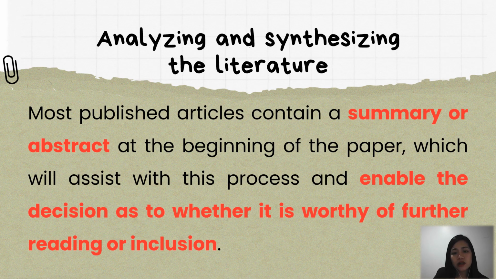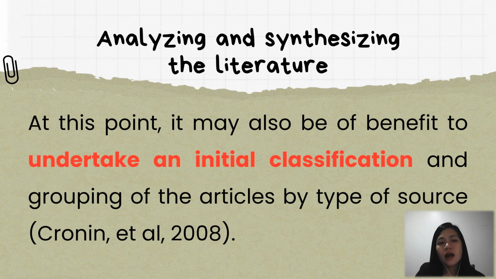Most published articles contain a summary or abstract at the beginning of the paper, which will enable decisions as to whether it is worthy to read or to be included. At this point, it would also benefit us to undertake an initial classification and grouping of articles by the type of sources.